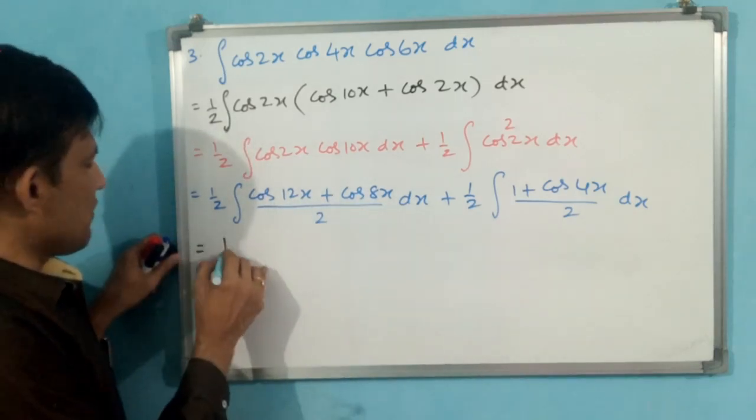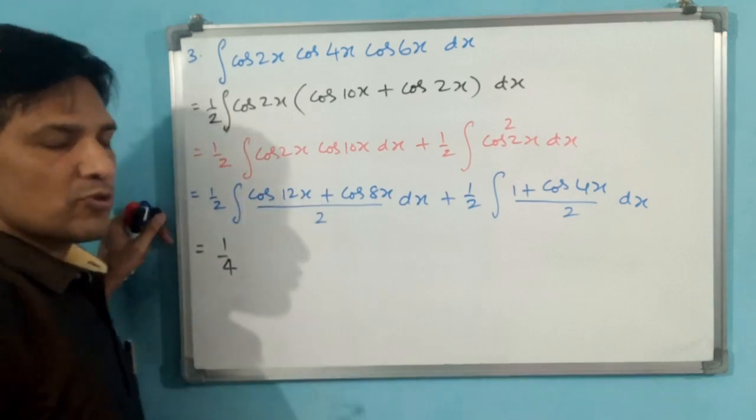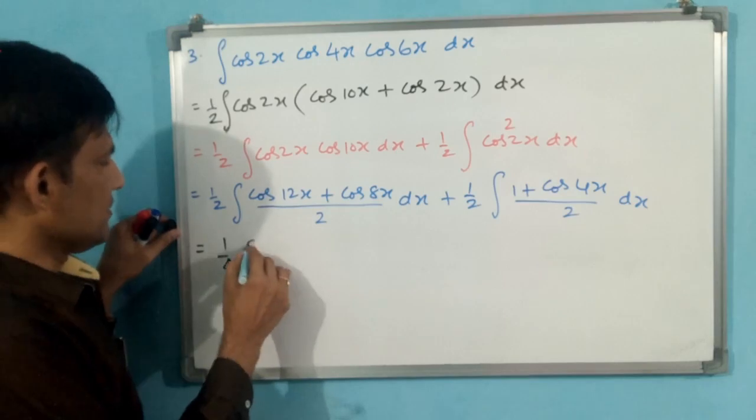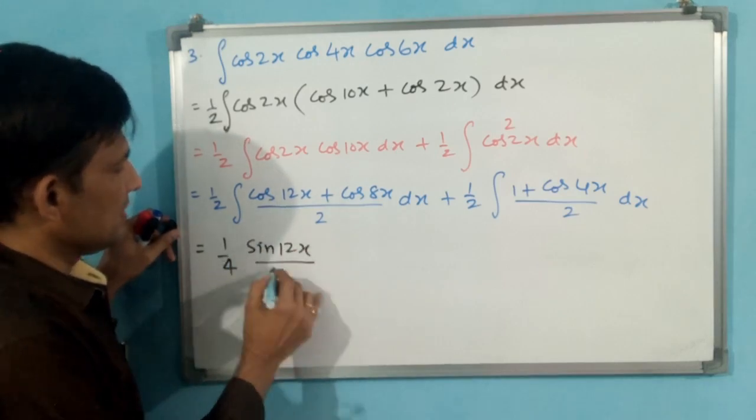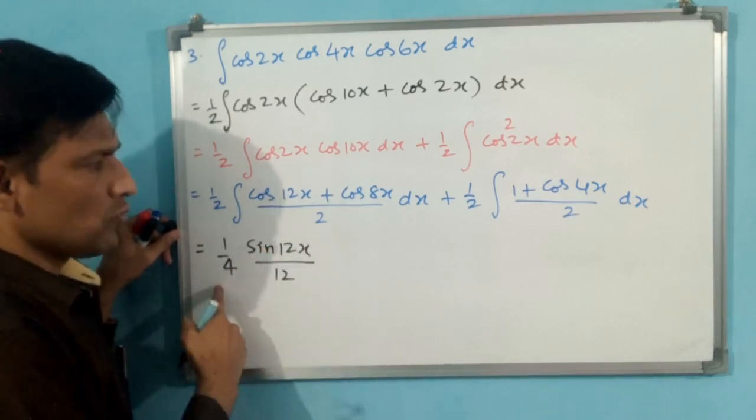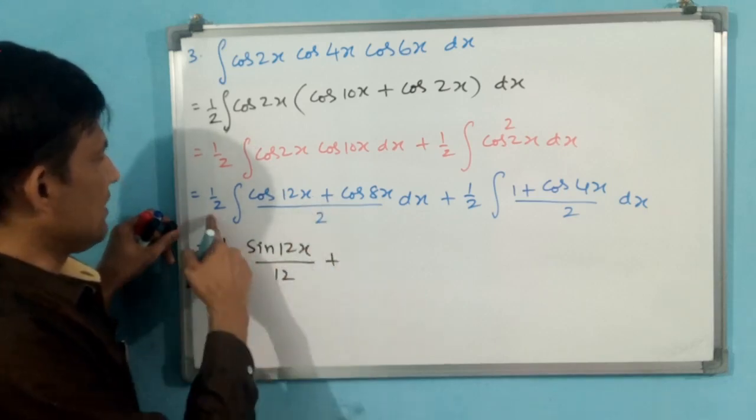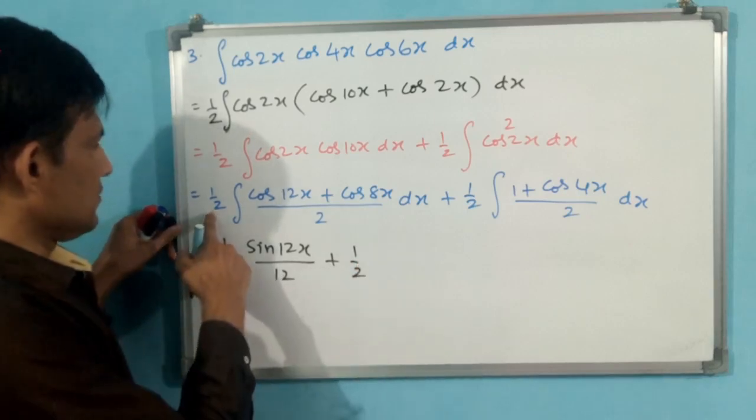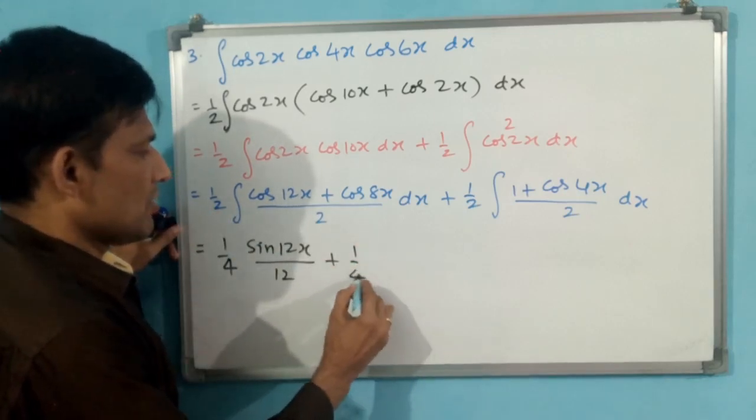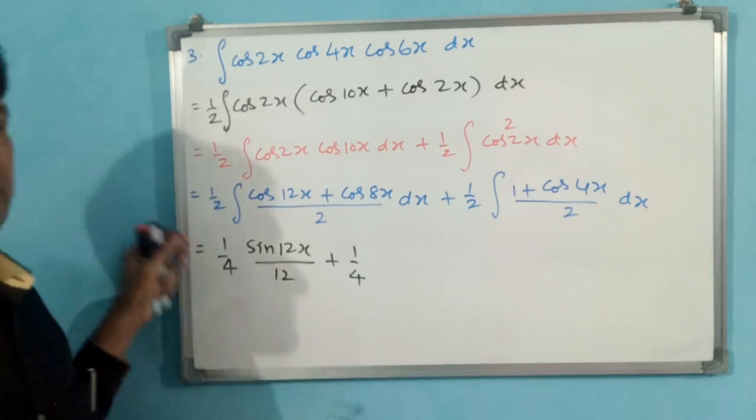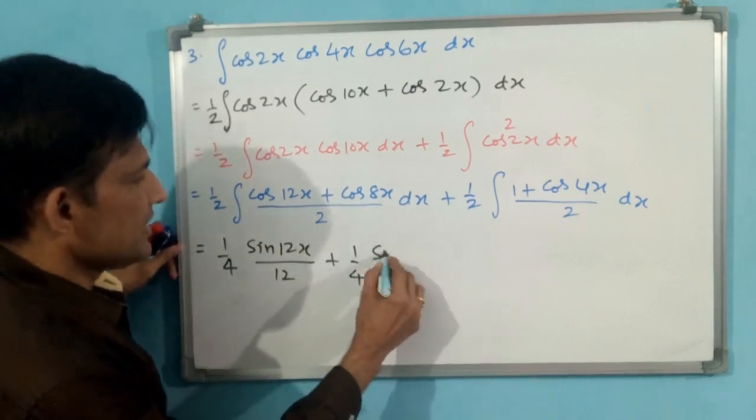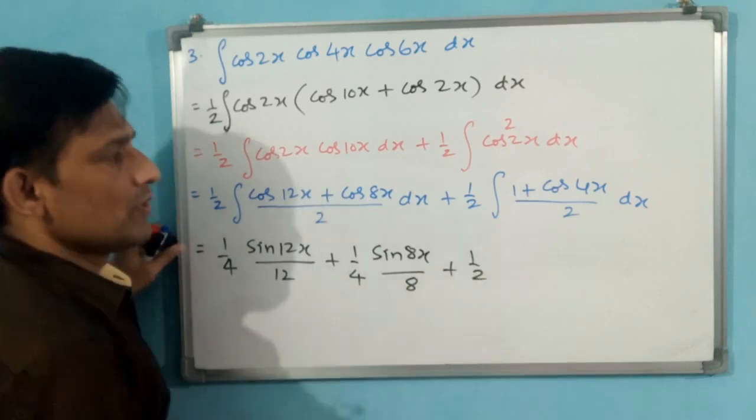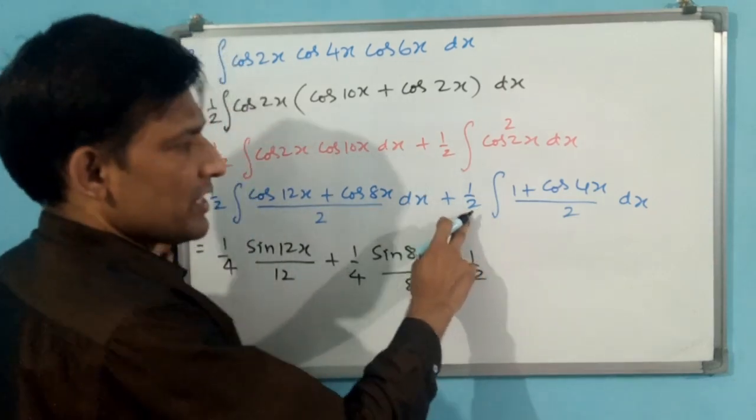See, 1 by 2 by 2, 1 by 4 will come. See, first cos 12x, d by dx sin x is cos x, integral cos x is sin x, that's all. Sin 12x by 12. Okay, this 2 I have already sent. Plus 1 by 2 already is there. Okay. 1 by 2, sorry, 1 by 4. 1 by 4 already is there. Cos 8x means sin 8x by 8 plus 1 by 2. You see here 1 by 2 is okay? No, 1 by 4.